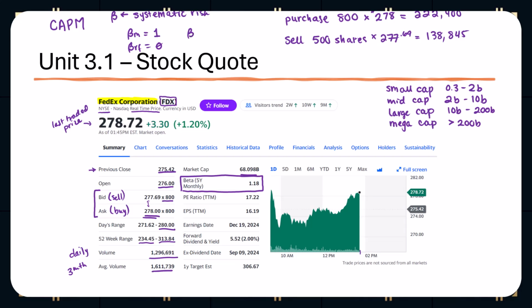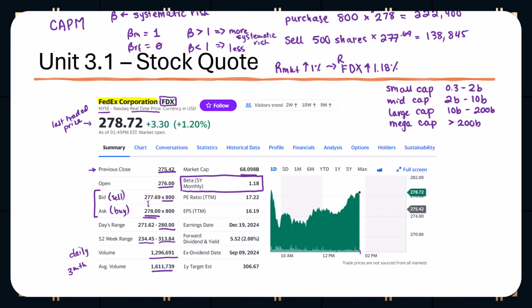A beta greater than 1 implies more systematic risk, and a beta less than 1 implies less systematic risk. Now, how do we interpret this number? That's a great question. The idea is that based on the regression model, if the market return was to go up 1% in a day, then FedEx stock returns, in theory, would go up 1.18%. That's how we interpret that regression coefficient.